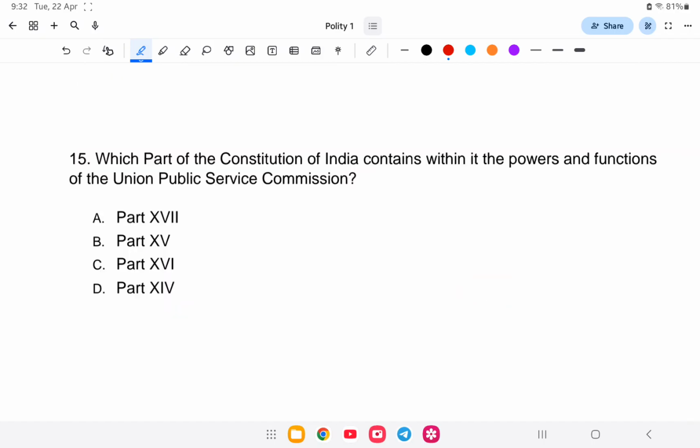Which part of the Constitution of India contains the powers and functions of the Union Public Service Commission? So UPSC comes under which article or which part? We know that Article 315 provides for the Union Public Service Commission and State Public Service Commission. So it will be under Part 14, that is option C. Not C, sorry, it will be option D, that is Part 14 of the Indian Constitution.